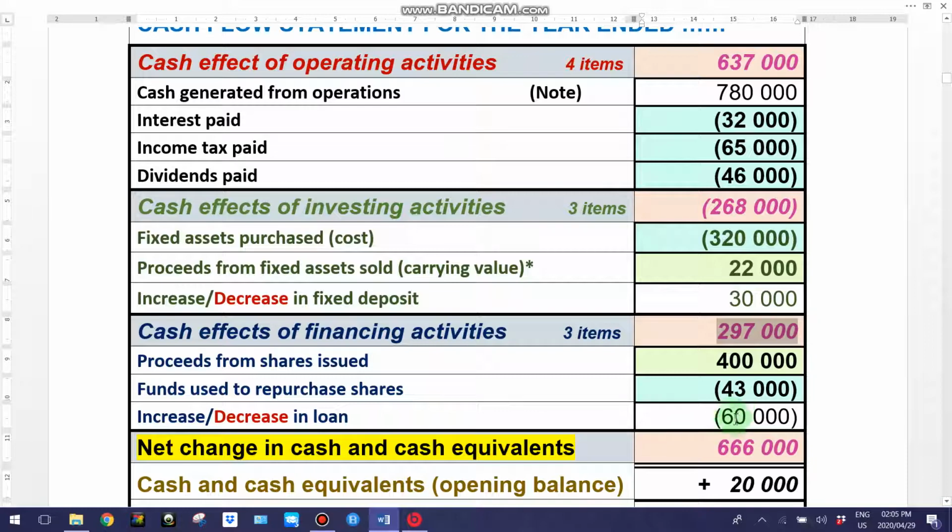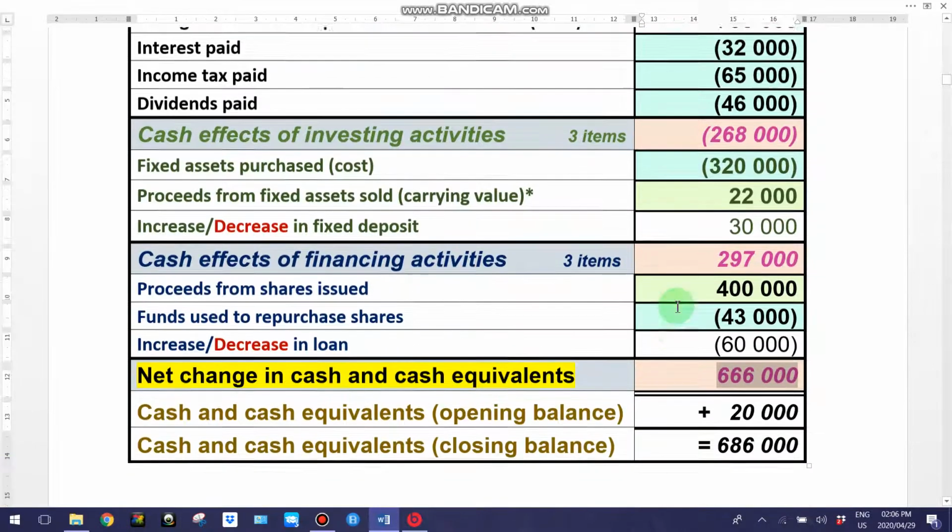So the net change in cash and cash equivalent for this financial year was 666,000. So my example of the figures that I put in here would show that this company is in a good position when it comes to the management of its cash. Its cash inflow showed a net inflow of 666,000 rands.